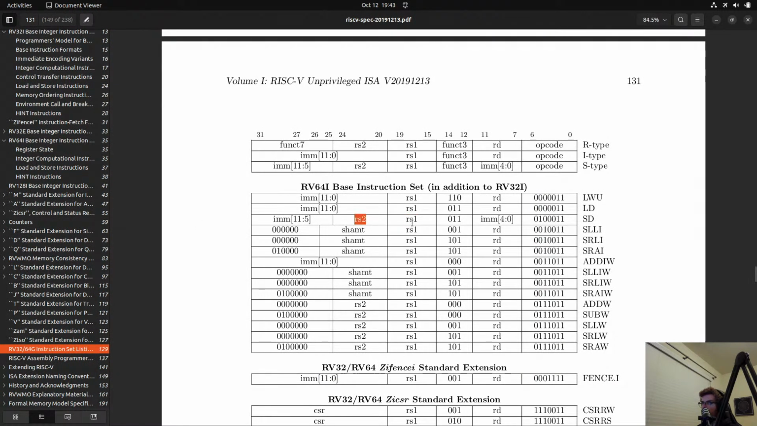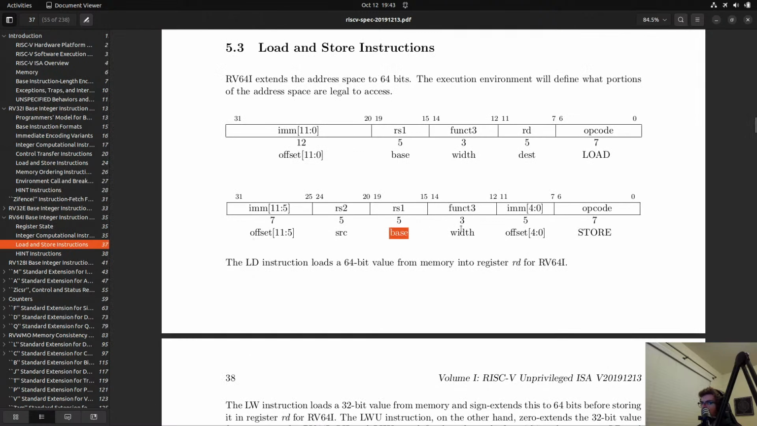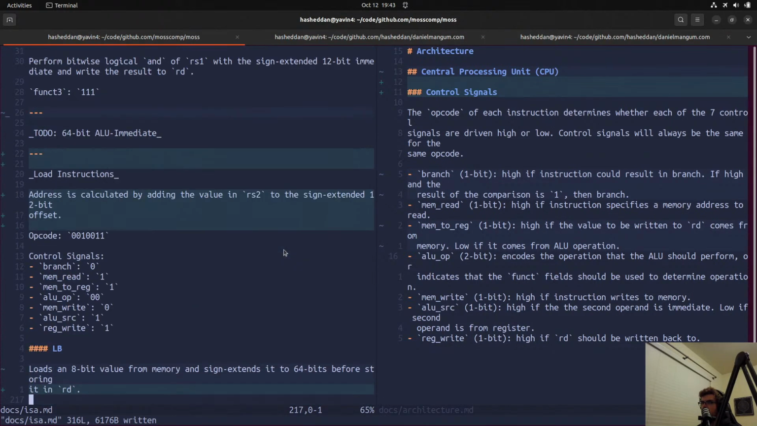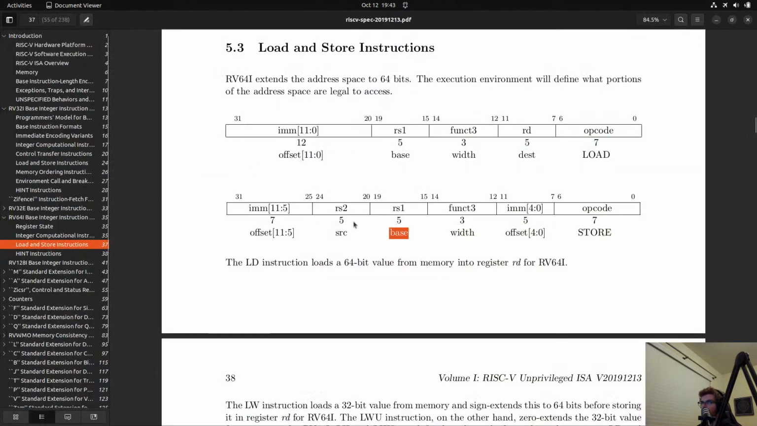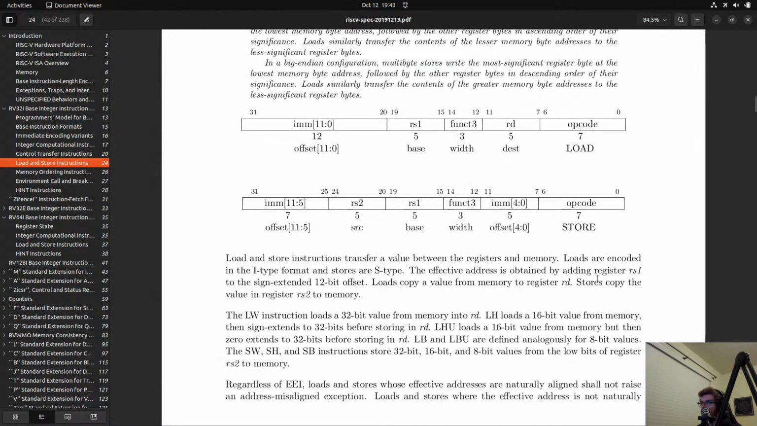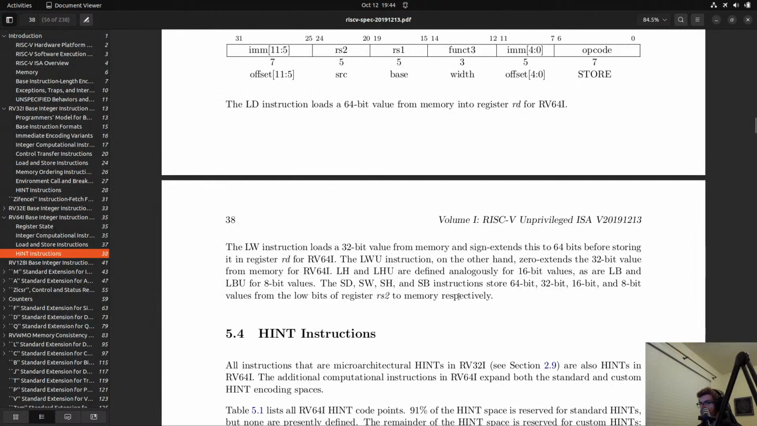Wait. Sorry, what is RS1 in the... Did I... Yeah, this should be RS1, for both of these, I believe. Let me double check that here. Yeah, okay, RS1. My bad. Okay, I think I got those all good.